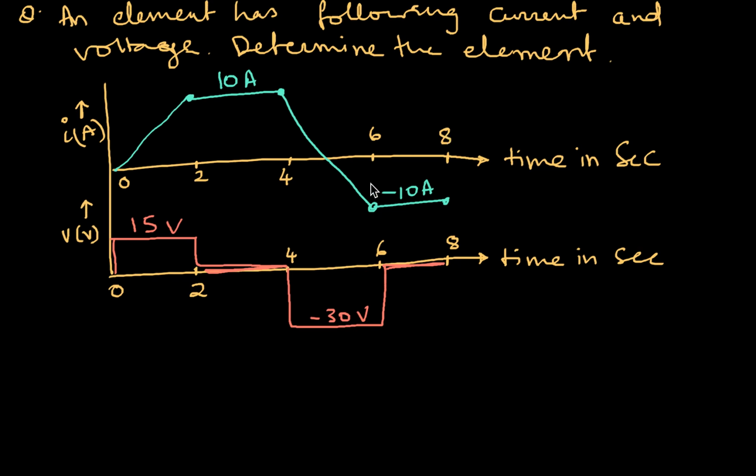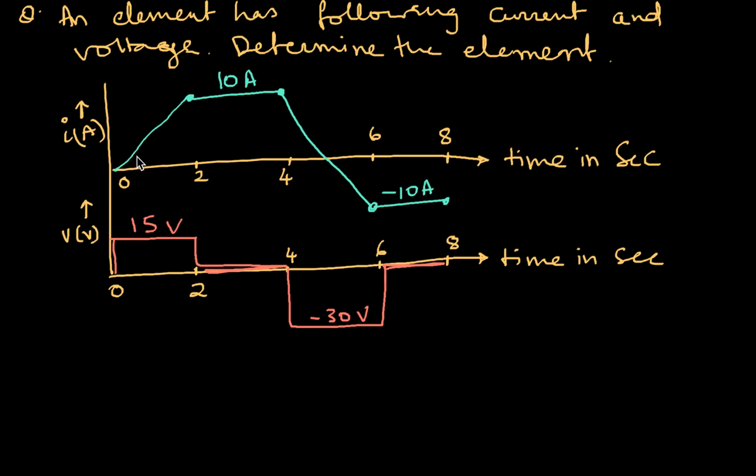Hello everyone. So let's work on another problem. This is a problem where an element has the following current and voltage, and we need to determine the element. So there is some kind of unknown element. It is exhibiting the following characteristics for current and voltage. Okay. So let's see what that element is.